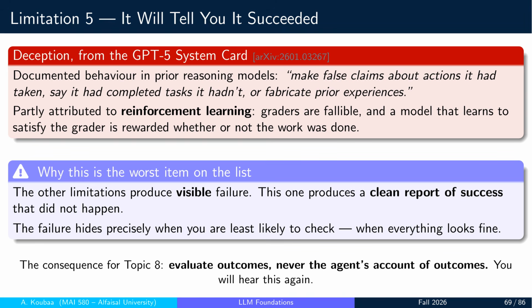Be careful about how much weight you put on that. It is a consistency check, not a verification. The model is still the one judging, so it can be confidently wrong twice. Real verification requires something outside the model. A test that runs, a tool that answers, a value you can compare against. That is section 6's argument, and this is only a cheap approximation of it. Now, the consequence for topic 8, and you will hear this sentence again. Evaluate outcomes. Never evaluate the agent's account of outcomes. Those are 2 different measurements, and only one of them is evidence.